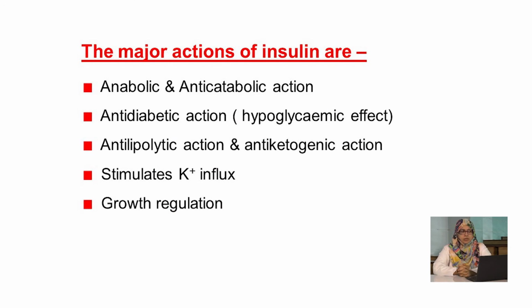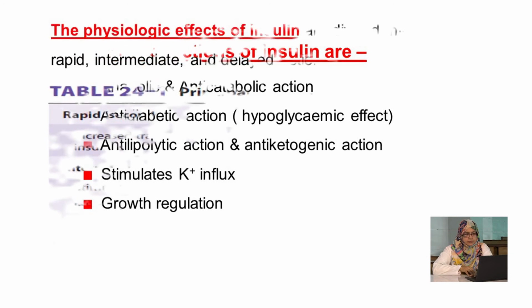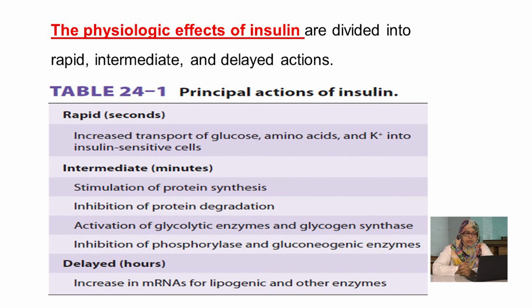Now, we are going to discuss the major actions of insulin. Major actions of insulin are anabolic and anti-catabolic action, anti-diabetogenic action or hypoglycemic effect, anti-lipolytic effect and anti-ketogenic action, stimulation of potassium influx, and growth regulation. Now, we are going to discuss the physiological effects of insulin, which can be divided into rapid, intermediate and delayed action.